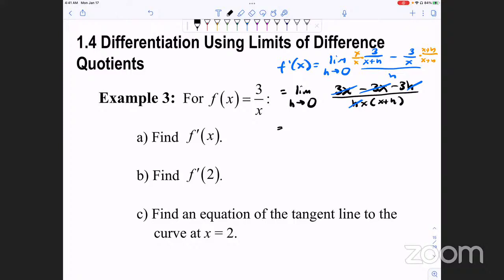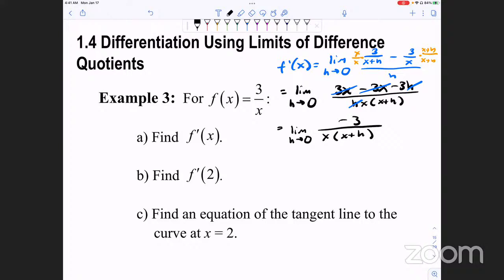And that's going to be, why don't we have x, we still have the limit as h tends to 0. Now on the bottom we have x times (x plus h). On top we have negative 3.